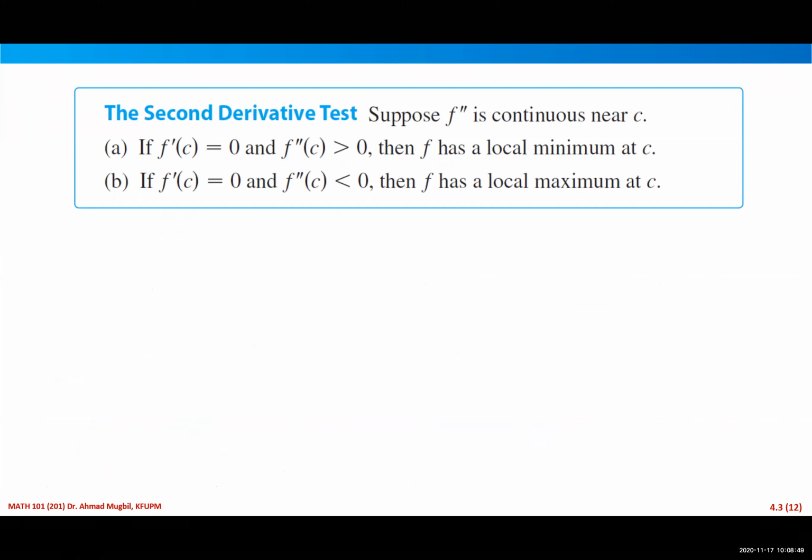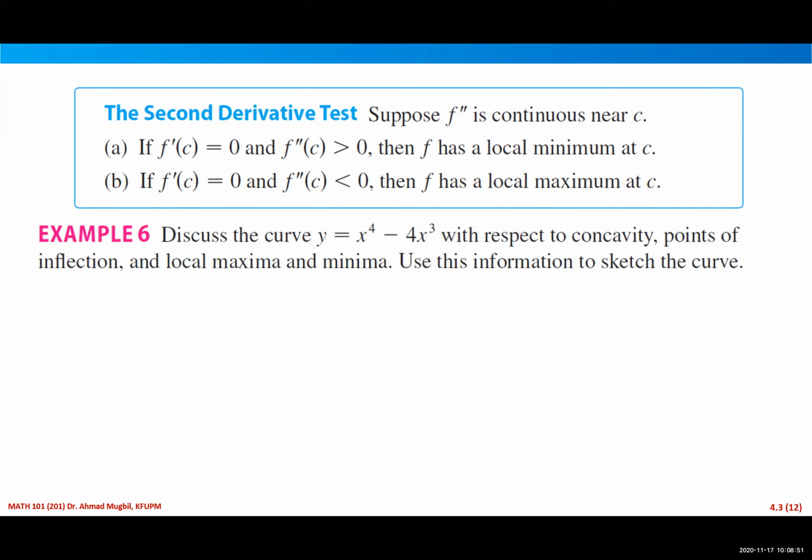So this is, I think, the last part that we mentioned. Yes, I think we have stopped at this example in the previous class. So the second derivative test, as I said, sometimes it fails. It tells us nothing about it.